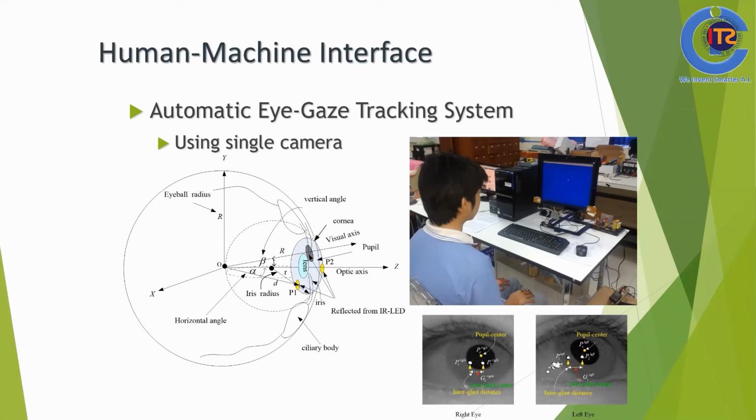For the patients who cannot even move the lips, we have the eye gaze tracking system in which the patient has his eye gaze on the screen and the pointer would be there. And if the patient stares at that point for 2 seconds, that's going to mean a click. So it means that we would have another human-machine interface.